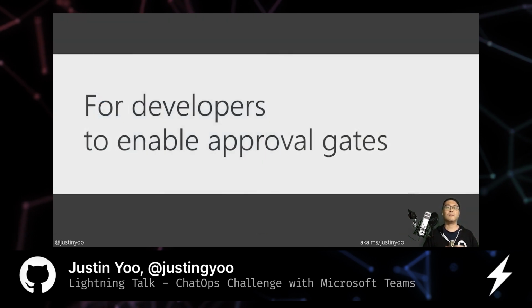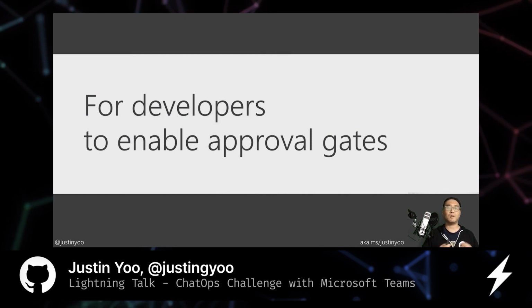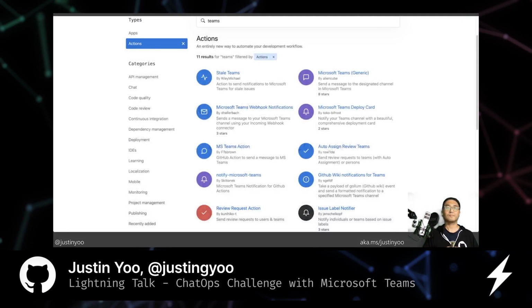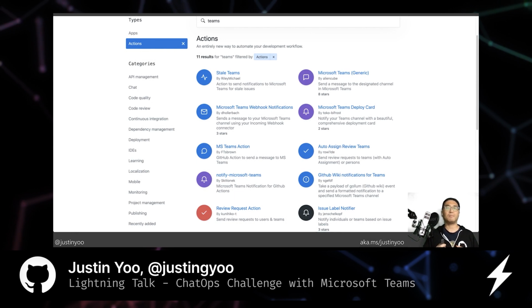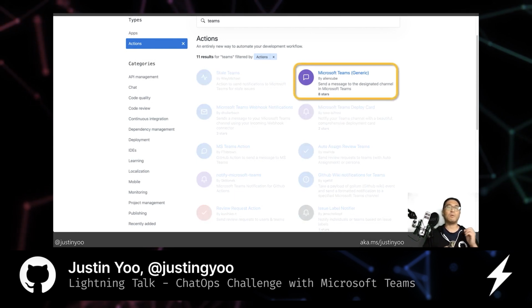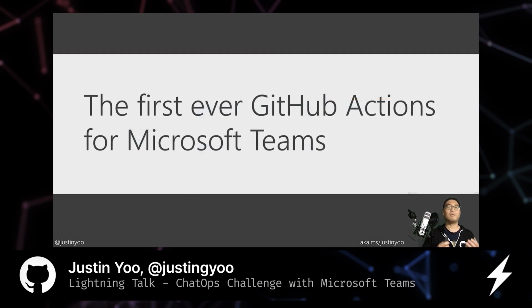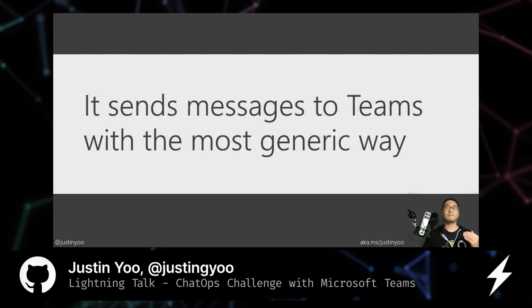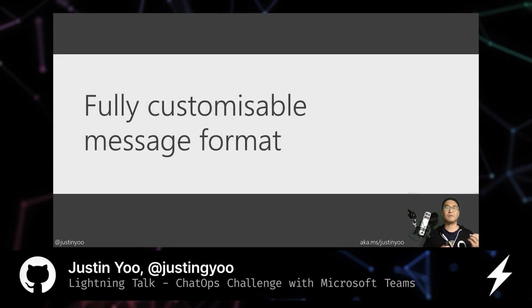As I showed off, this Microsoft action enables developers implement the approval gate. There are around 10 actions related to Microsoft Teams nowadays, but when I published mine, it was the only one. Yes, mine was the first ever GitHub Actions for Microsoft Teams. The most successful factor of this action is that it sends messages to Teams with virtually any format. In other words, the message format is fully customizable as long as it follows the message schema.